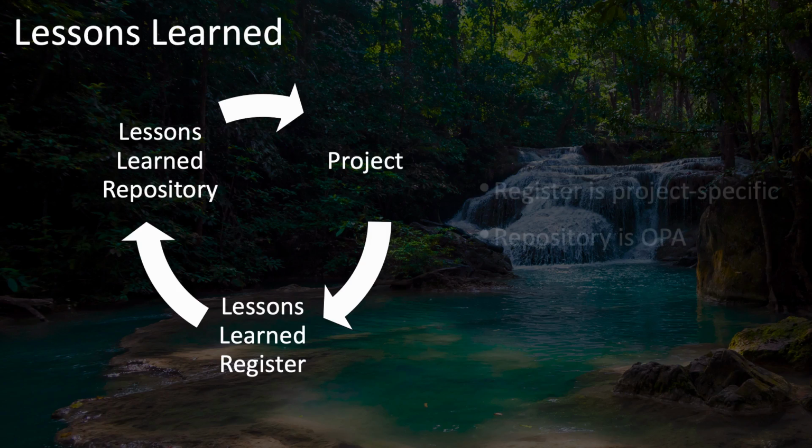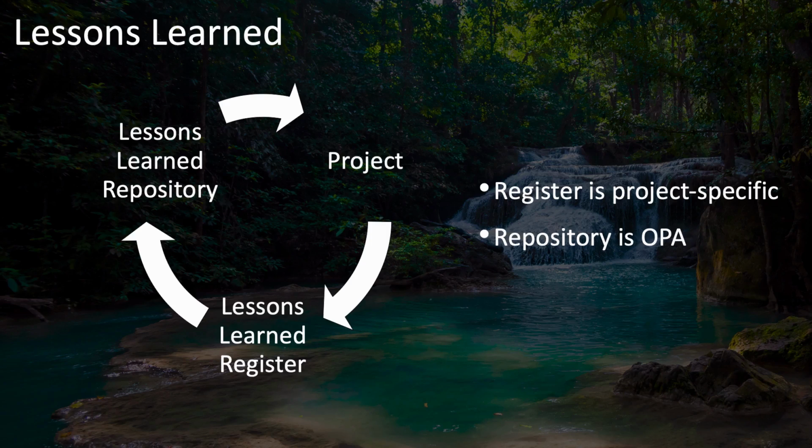The way this flows is that when a project starts and as it's progressing, it can use information from the lessons learned repository, information from previous projects. But then the project itself generates new lessons learned that it keeps in the lessons learned register. And those stay in the register usually until the end of a phase or the end of the project, at which point they are added as needed to the lessons learned repository for the organization.